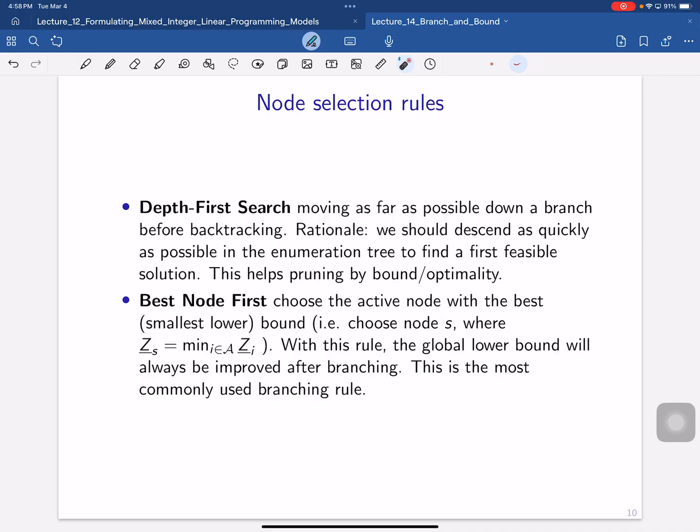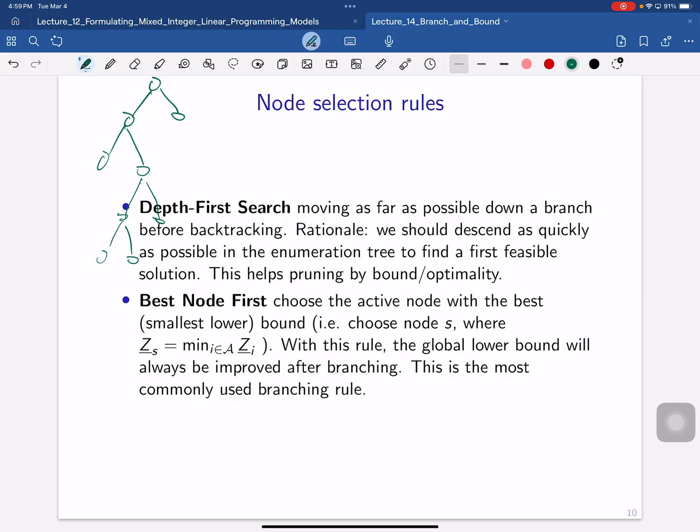I remember when you asked this question last time, right? When you do branching, should you do depth first search or breadth first search or some other heuristics? So depth first search means that you should go as far as possible down a branch before backtracking. That means after you branch, you should keep branching down so that it goes down the branch and bound tree as fast as possible, instead of expanding the width of this tree. Okay, so this is like a depth first search.